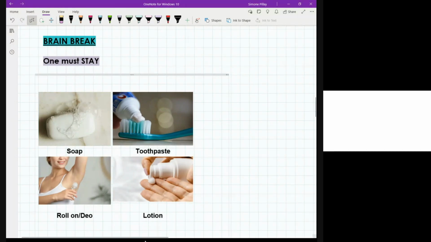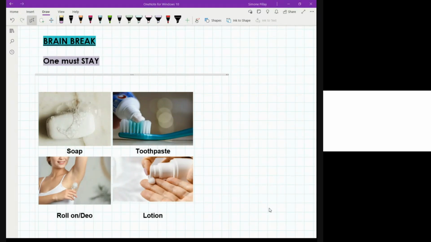So I'm going to take one hand per screen. So I have 4 hands up right now. These are the 4 hands I'm taking. Uma, yes, what are you keeping? Soap, toothpaste, roll-on, or lotion? Roll-on has to stay. Right?